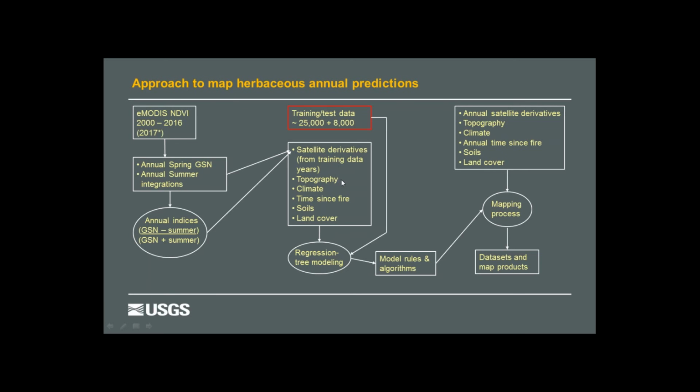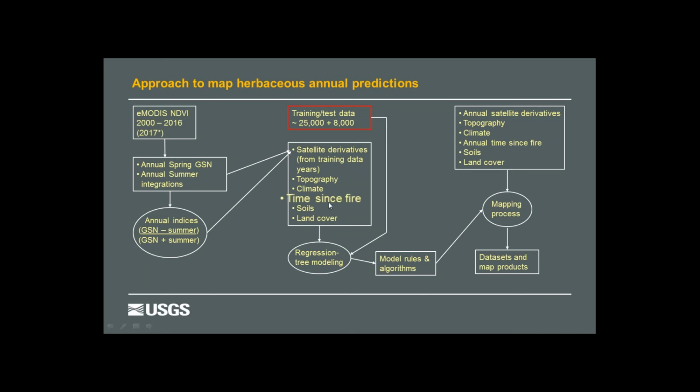We also, for independent variables in our model, use topographic variables, 30-year climate variables that we get from the PRISM data set out of Oregon State University. We use a time since fire data set, some soils data sets from Polaris, and then the 2011 National Land Cover data set.